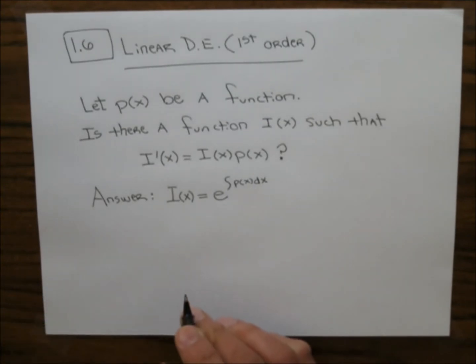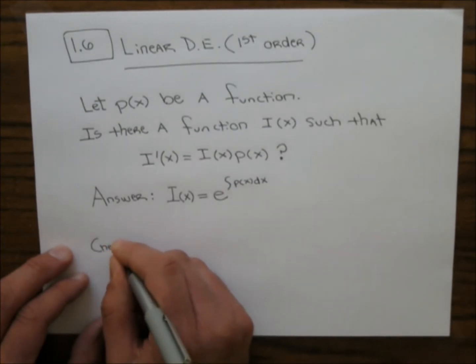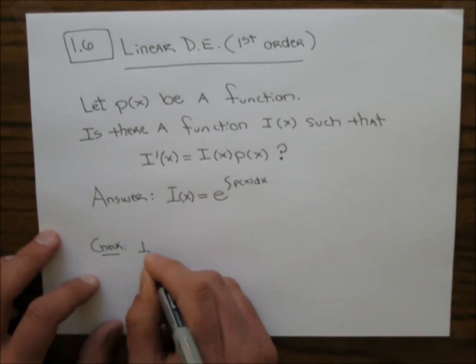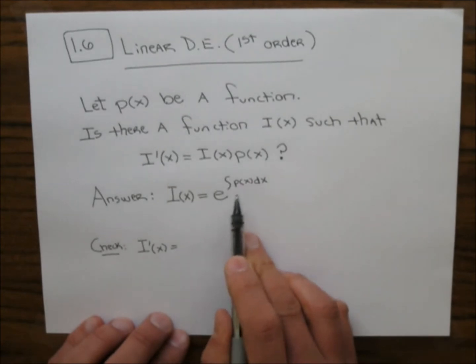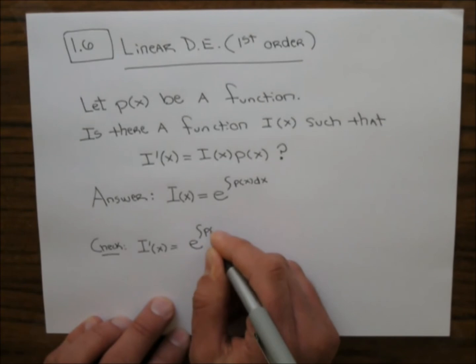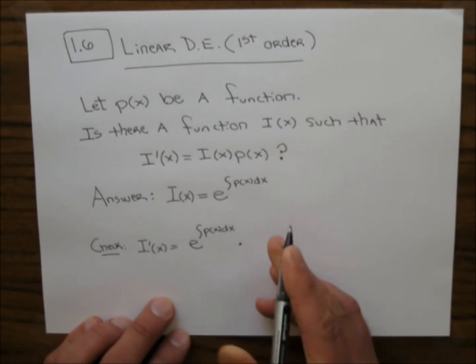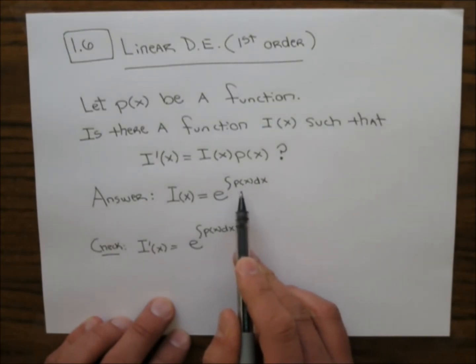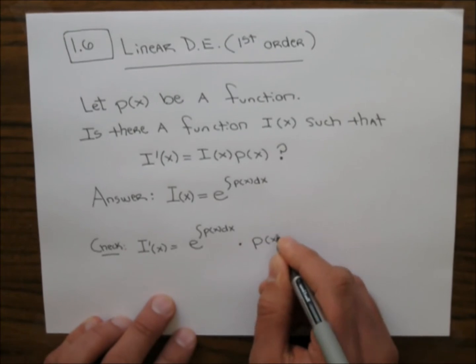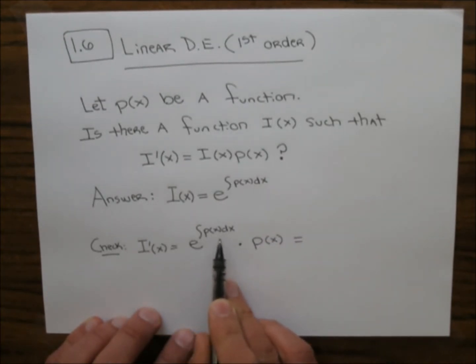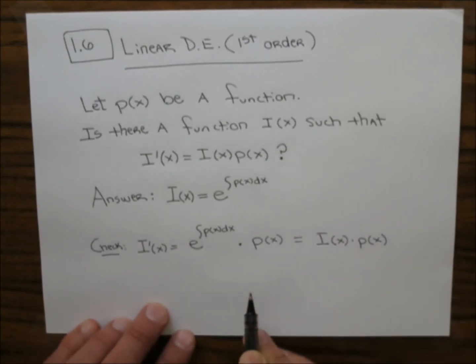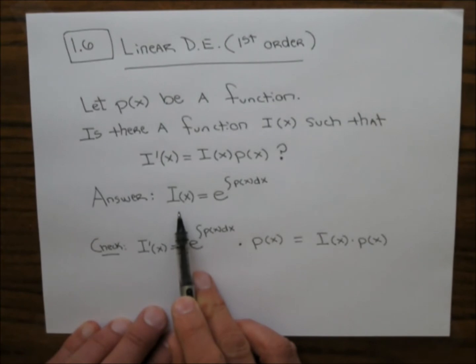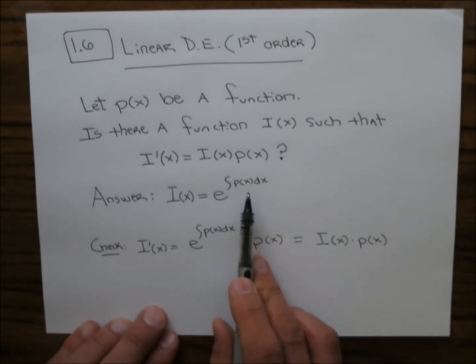So let's go ahead and check our answer. If we check our answer, we're going to go ahead and take the derivative of I of x. The derivative, we're going to do the chain rule. Derivative of e to something is e to something. And then now we're going to go ahead and do the derivative of something. The derivative of the integral happens to be p of x. This first part right here, e to the integral of that, is really I of x times p of x. So on the next page, and in fact throughout 1.6, we're going to use this fact that the answer to this is e raised to the integral p of x dx.